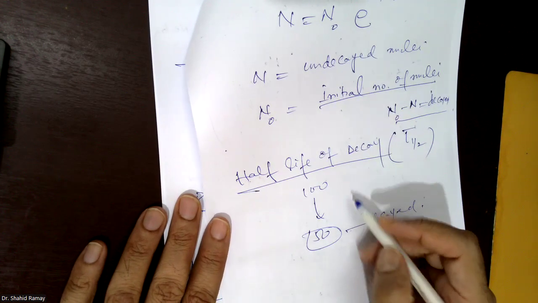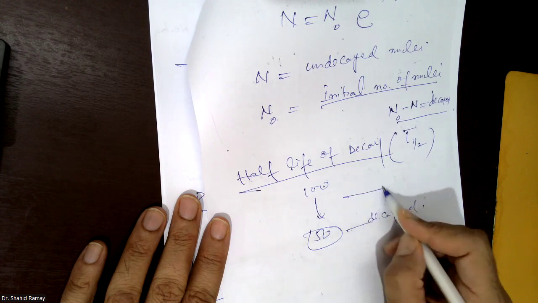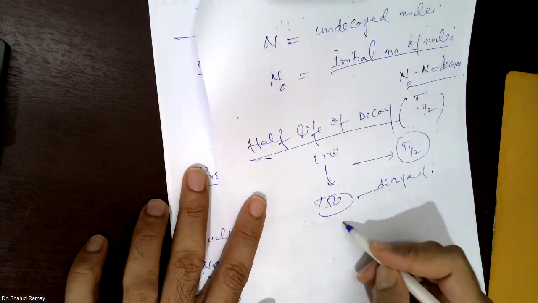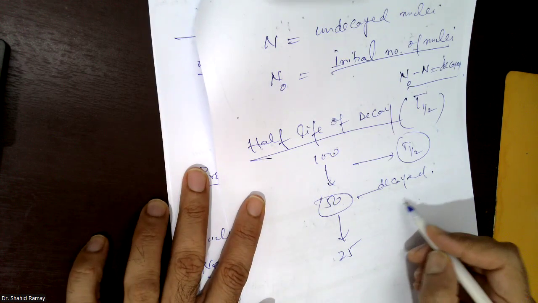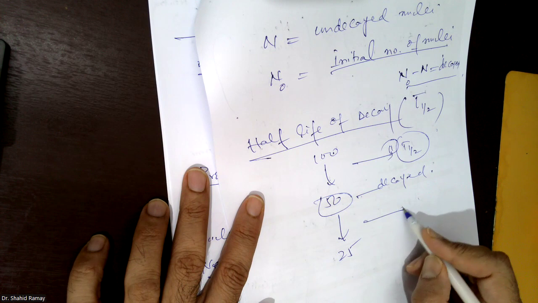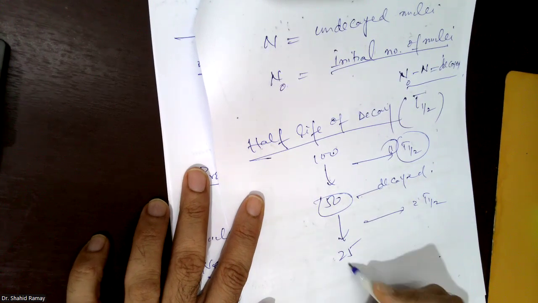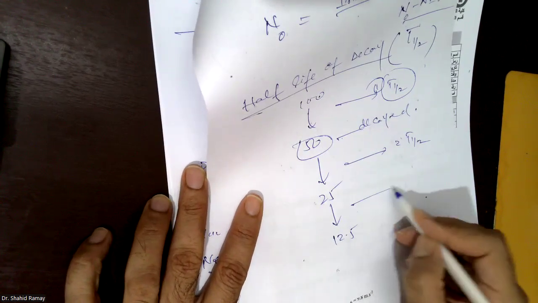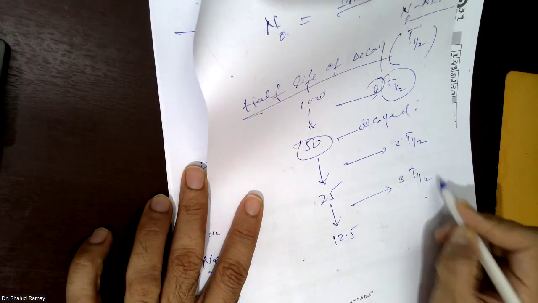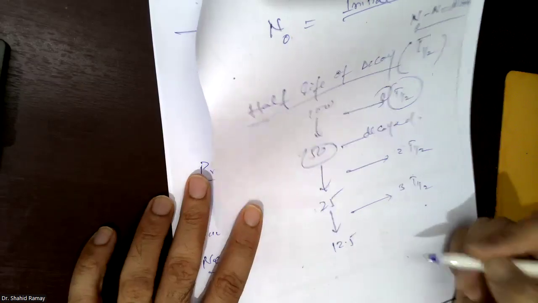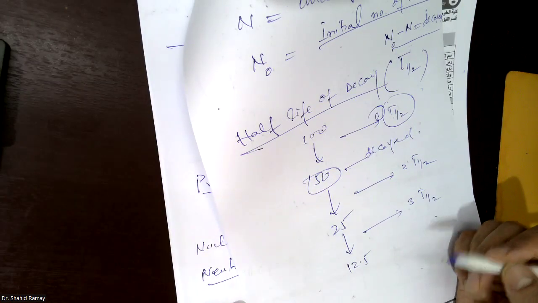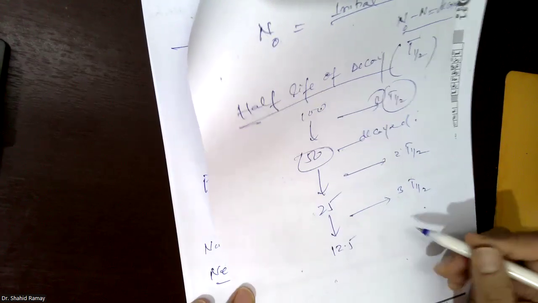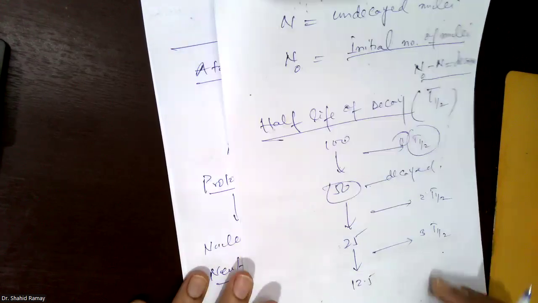How much time is needed from 100 to 50? That is called half-life. How much time is needed from 50 to 25? This is called the second half-life. If it converts into 12.5, then this is called the third half-life. So these are the number of half-lives: 100 to 50 first, 50 to 25 second, and 25 to 12.5 third half-life.